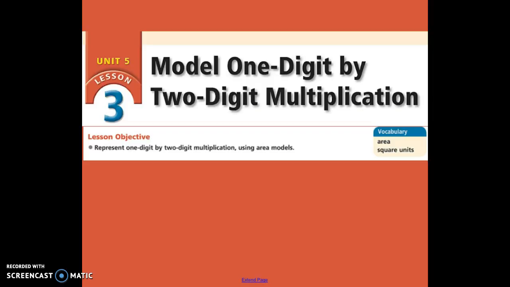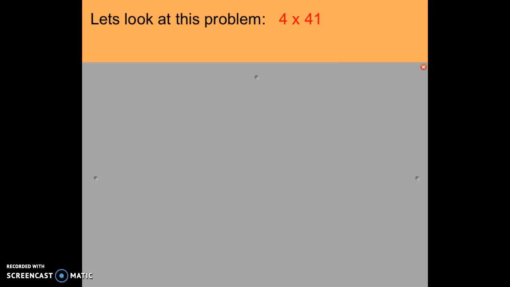Now today I'm going to be showing you one method of doing one-digit by two-digit multiplication. We'll be looking at other methods as the days go on. But let's first look at this problem, 4 times 41.